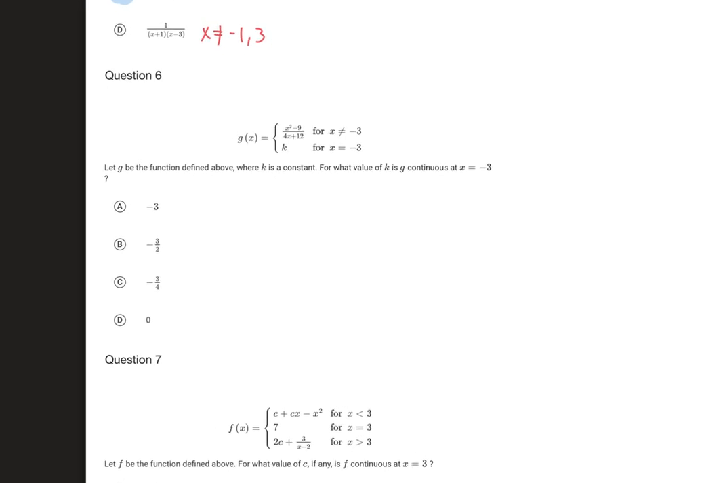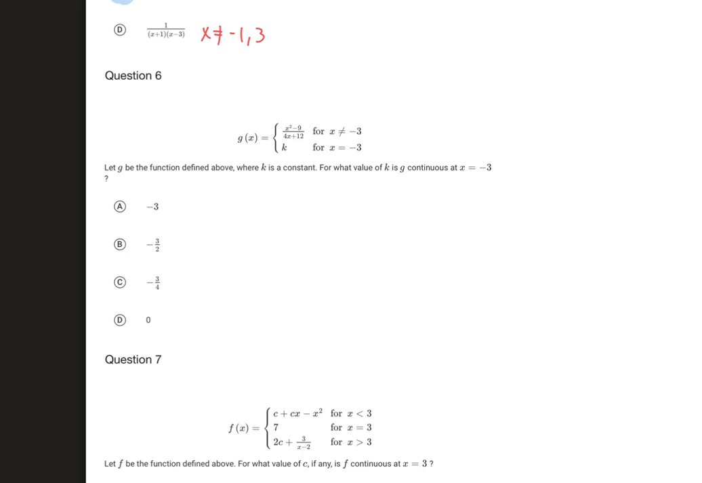Okay, next one, they said let g be the function defined above, where k is a constant. And they say for what value of k is g continuous at x equals -3. Okay. So when they define these piecewise functions, they define it to be a certain function when x doesn't equal a number, and then just a single number when x does equal that number. So basically the piecewise function is this everywhere except at a single point. So this g of x is really this function primarily, but just at one little point it's something different than this.